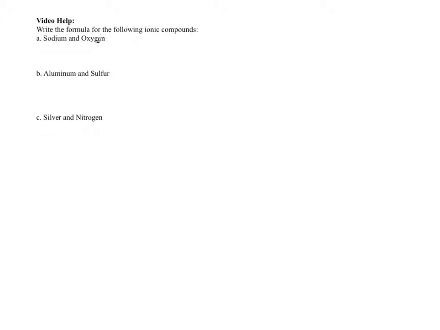So for the first one, you've got sodium and oxygen. Well, if you look up sodium, it's Na, and it's in group 1, which means it's going to have a +1 charge. Okay. If you look up oxygen, it's in group 6. So it has 6 valence electrons, which means it could either lose 6 valence electrons or gain 2 to become a perfect octet to have the electron configuration of a noble gas. So it's going to want to gain 2. So it has a 2- charge.